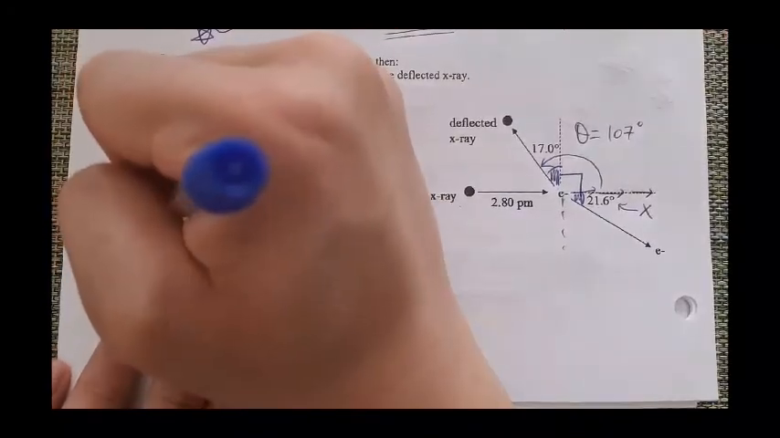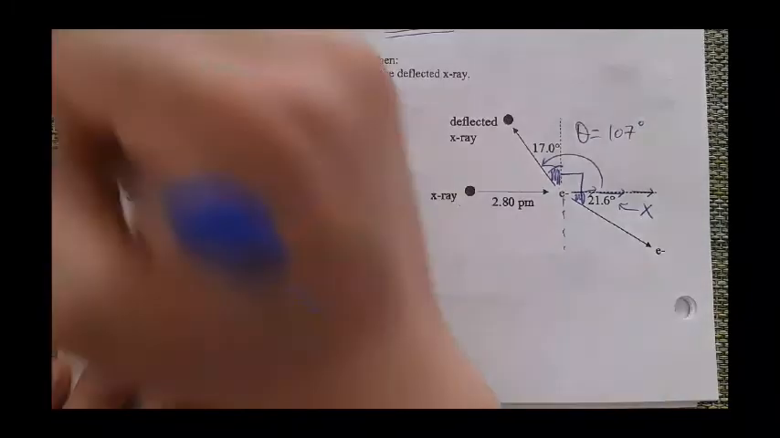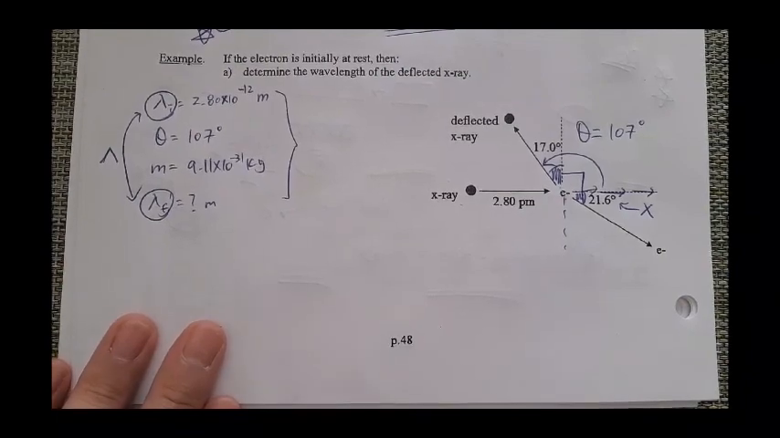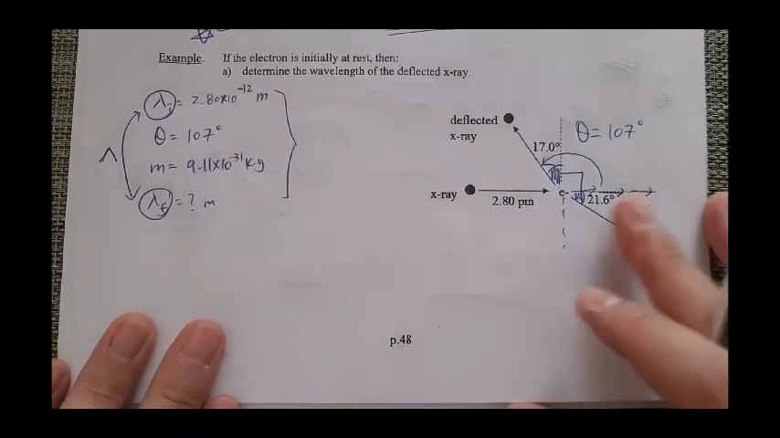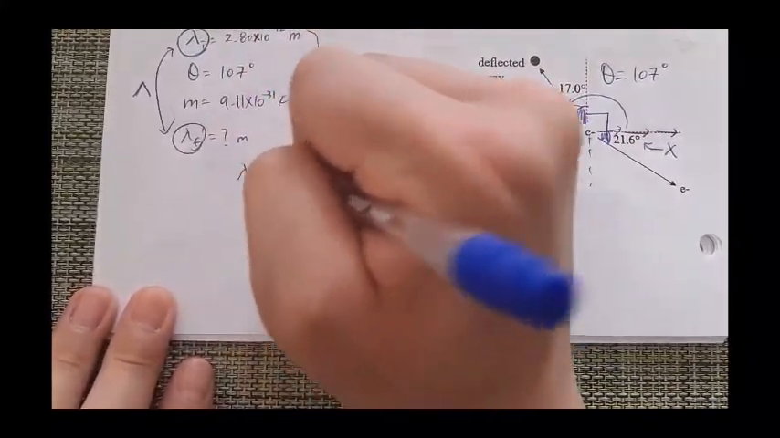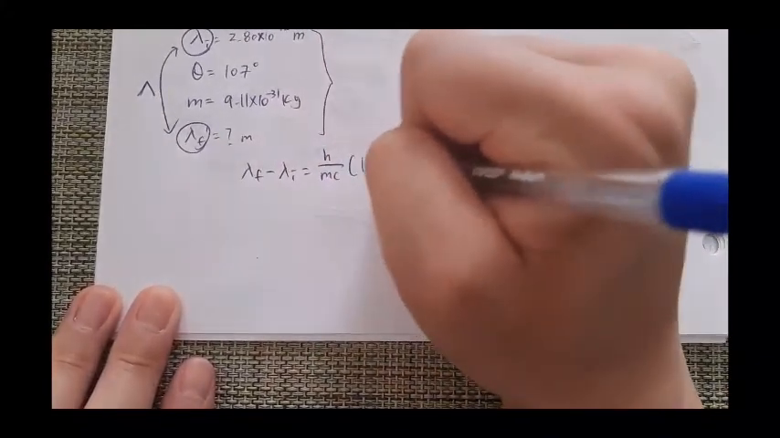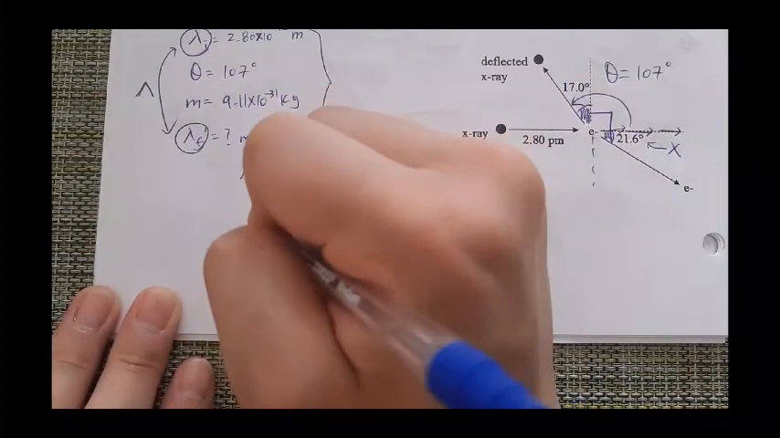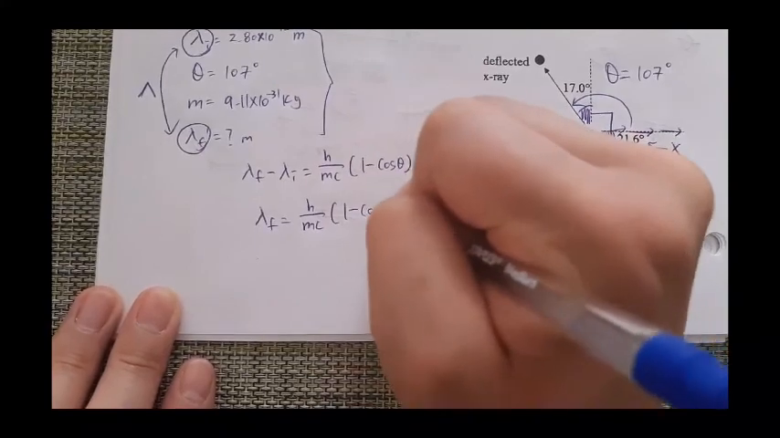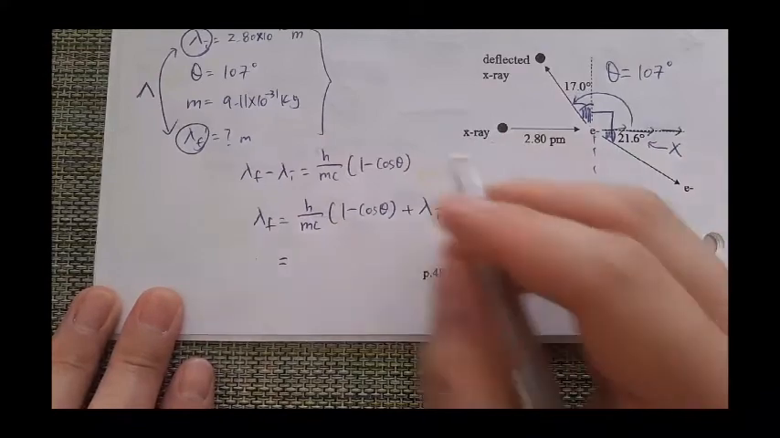Know the fact that when it comes to final wavelength versus initial wavelength, the final wavelength should be larger, because, as you may notice, you should lose energy. So, let's start. First things first, I'm going to write down delta lambda the way it should be: final minus initial. Final is equal to h over mc times 1 minus cosine theta, plus lambda initial. And then punch the numbers in.